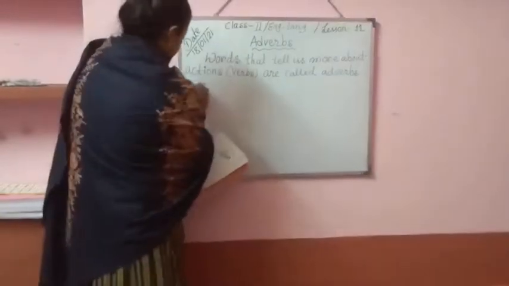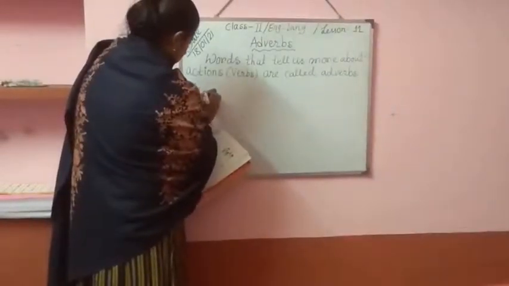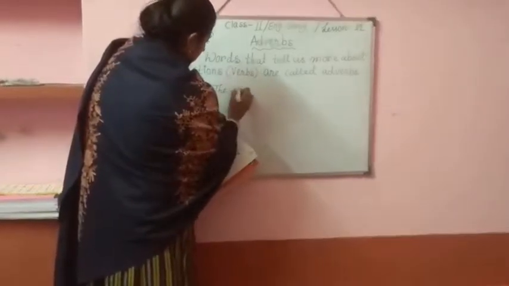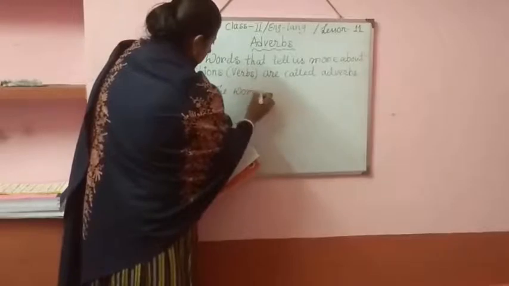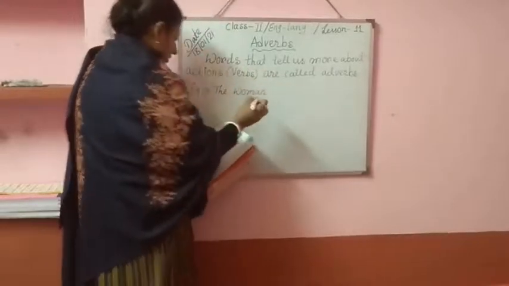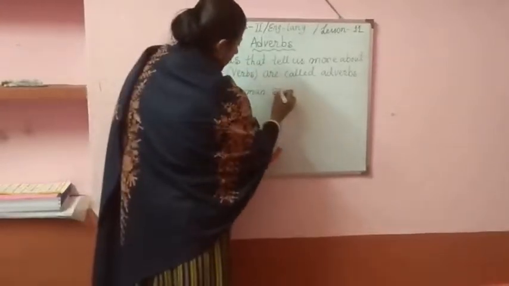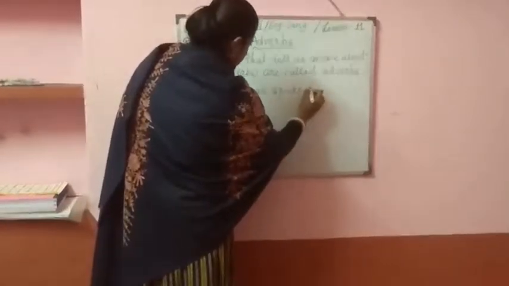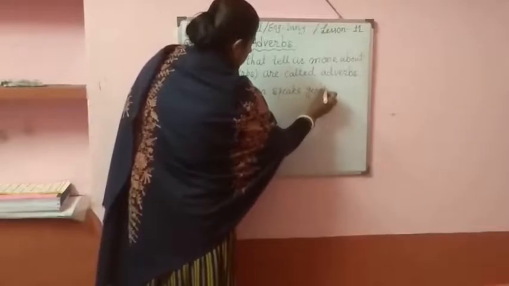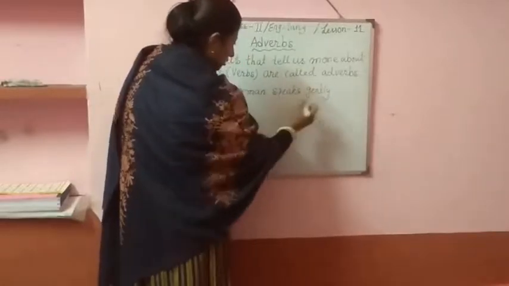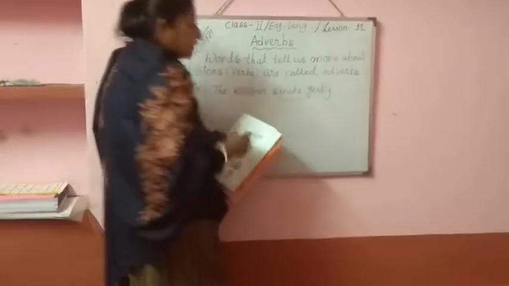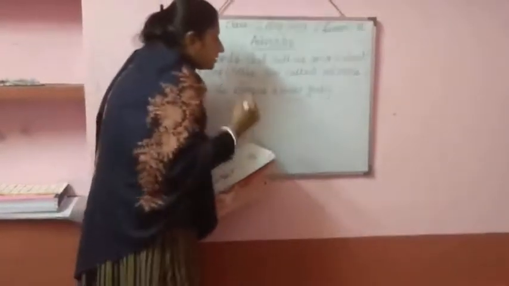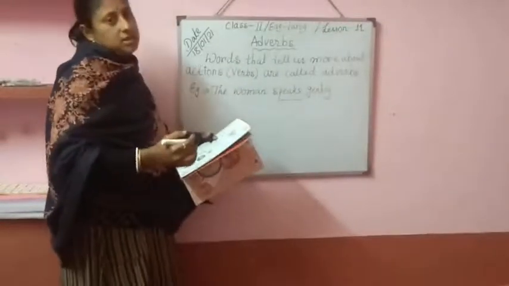Example, the woman speaks gently. This one also speaks means talk. This one also verb, and gently means politely.